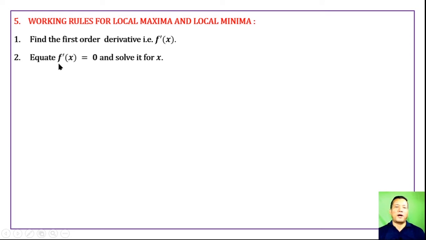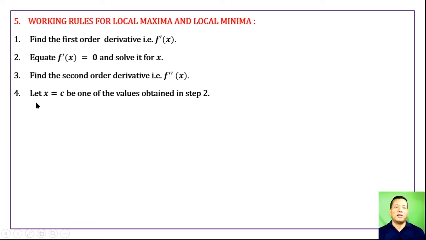Step 2: Equate the first order derivative, f dash x, to 0, that is dy by dx equal to 0, and solve it for x to get the values of x. Step 3: Find the second order derivative, that is f double dash of x or d square y by dx square. For that, let x equal to c be one of the values obtained in step 2.